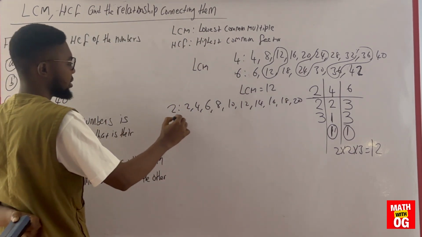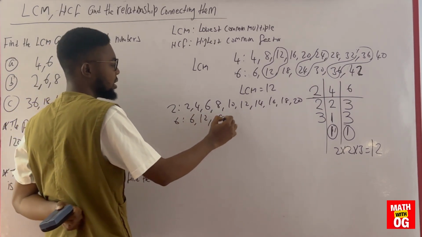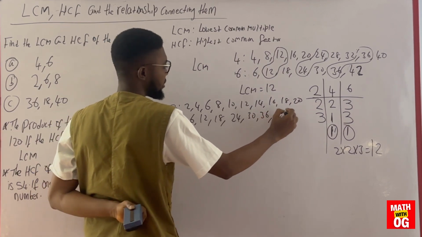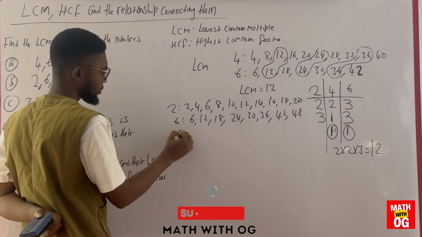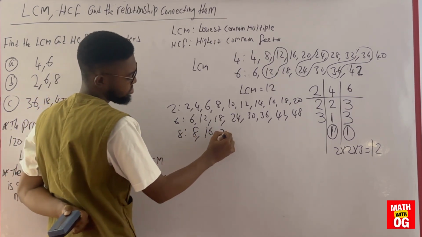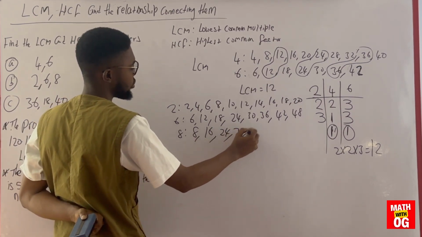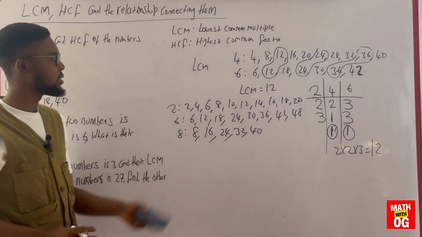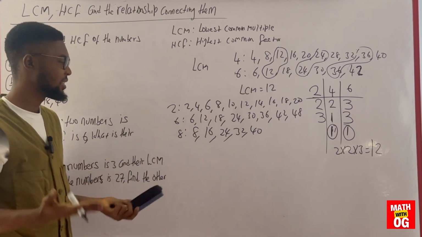Multiples of 6, you have 6, 12, 18, 24, 30, 36, 42, 48. Multiples of 8, you have 8, 16, 24, 32, 40. Let's stop there. So far, so good. We've not gotten a common factor. See why this method is quite strenuous.